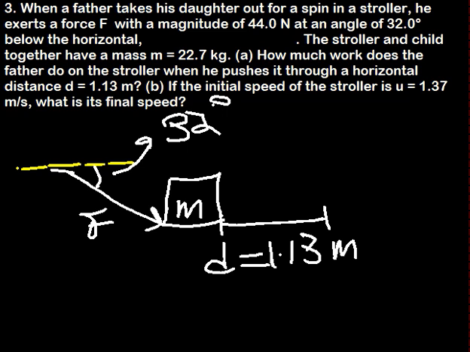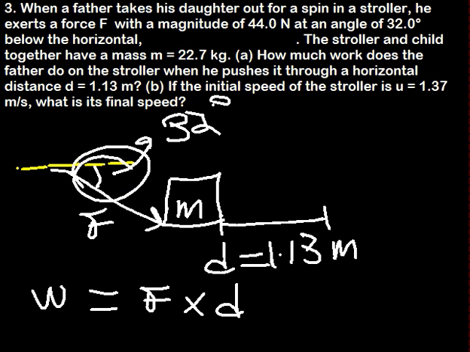Now the question says, how much work does the father do on the stroller when he pushes it through a horizontal distance of that amount? In this case, the work done will be given as the force times the distance. Since the force has been applied at an angle, we need the component of the force in line with the direction of the motion. You have to resolve the force F into components. The x component will be the one responsible for the motion.